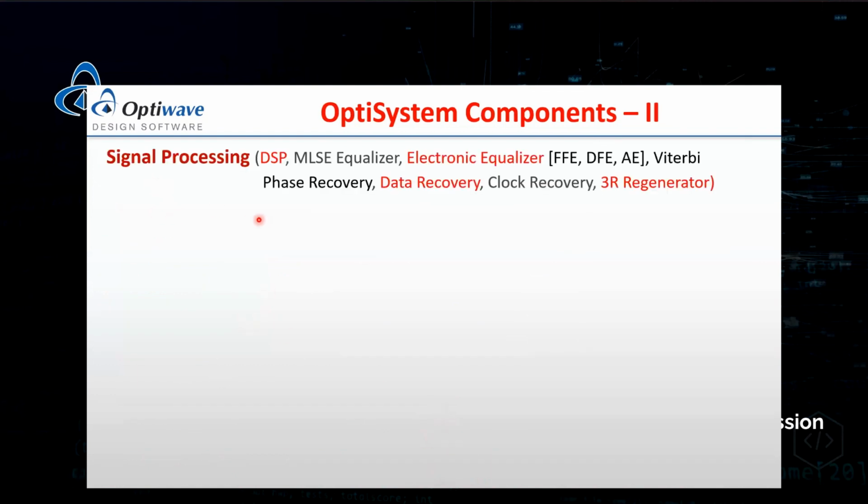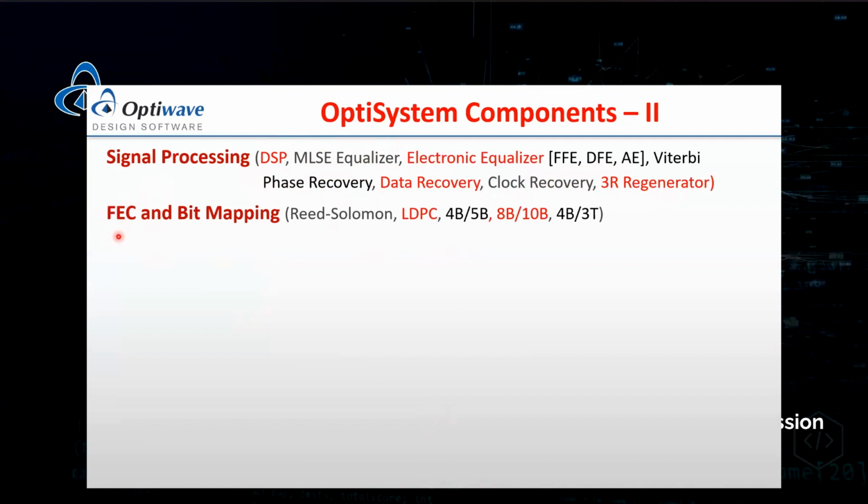In terms of signal processing, there is DSP, digital signal processing, with very sophisticated algorithms to do different equalizations and adaptive filtering. There are other equalizers, electronic, and maximum likelihood sequence equalizers. There are digital equalizers, Viterbi, phase recovery, data recovery, clock recovery, and 3R regenerator components.